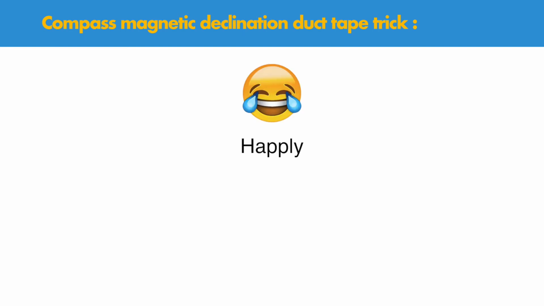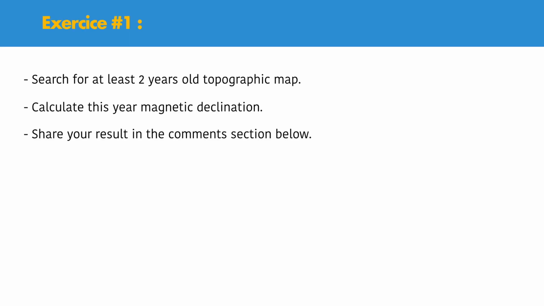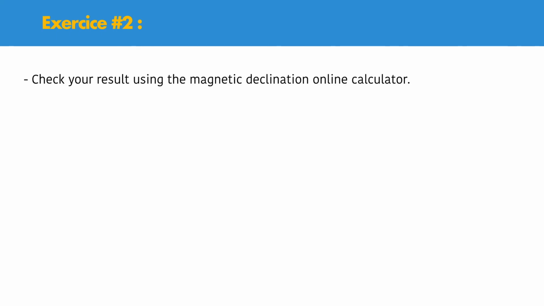Now let's go for the first exercise. In the first exercise, I want you to search for at least 2 years old topographic map and calculate this year's magnetic declination. Let me know what you found in the comment section below to check it after you. In the second exercise, I want you to check your result using the magnetic declination online calculator we've just seen.